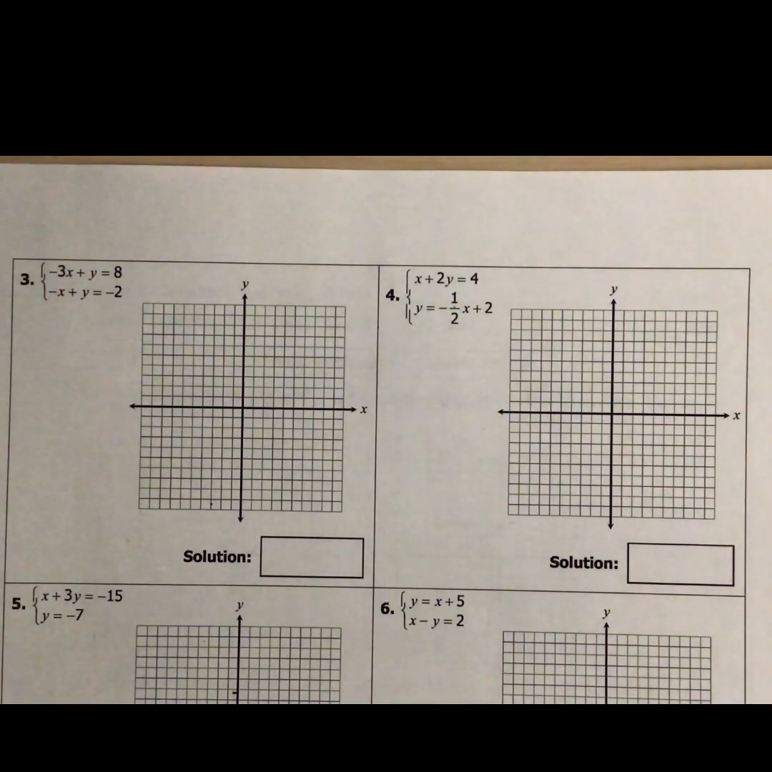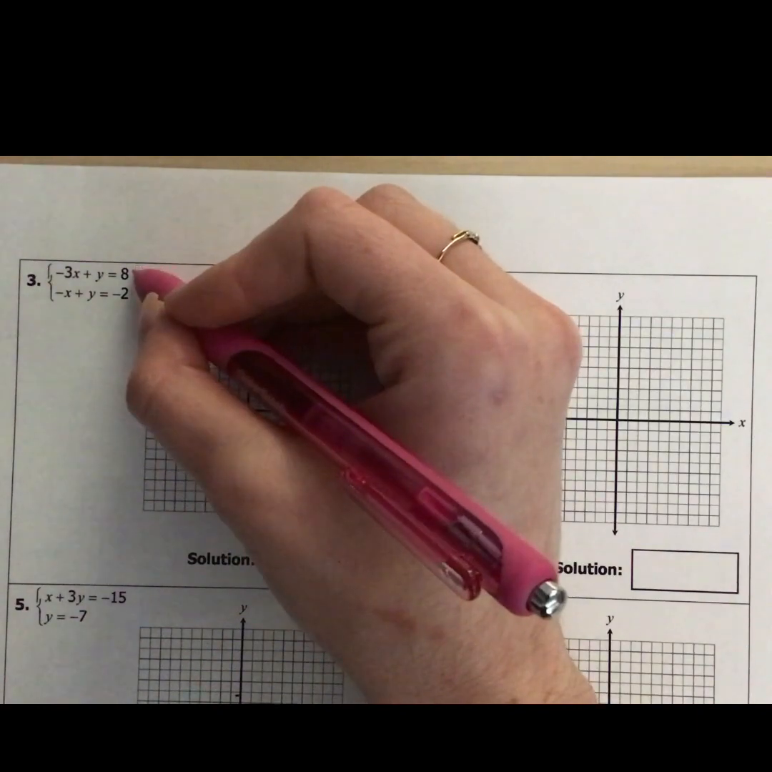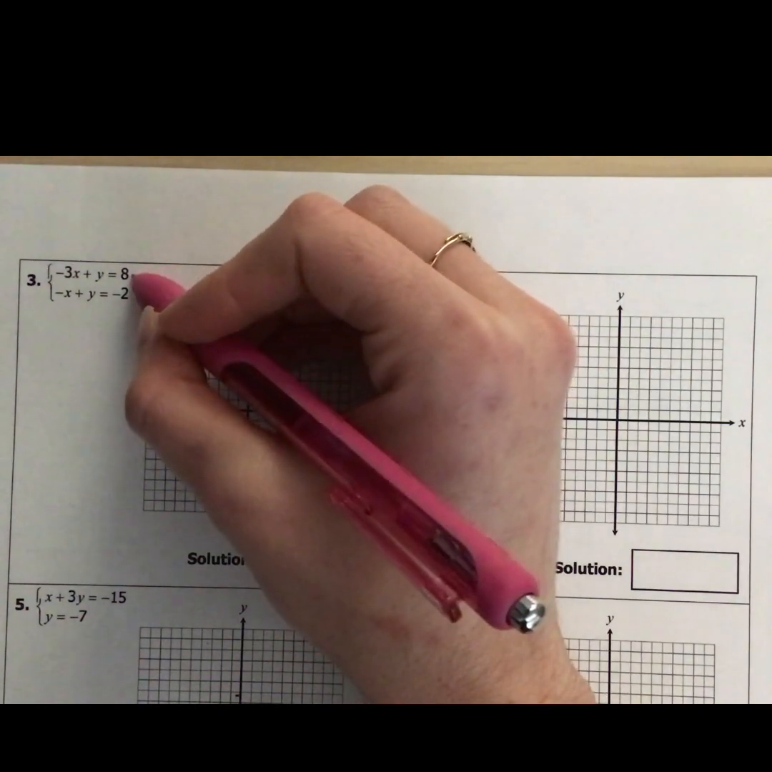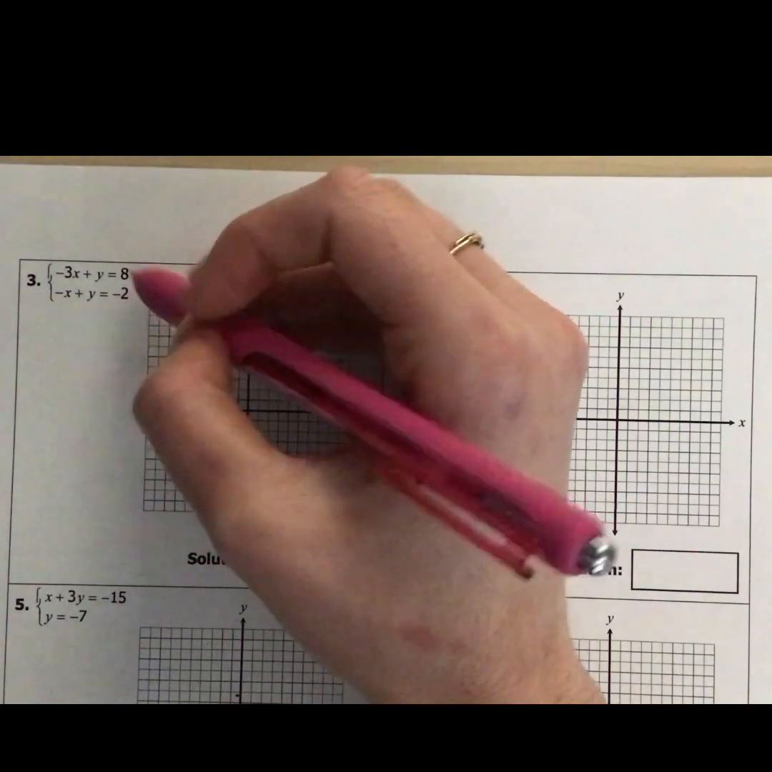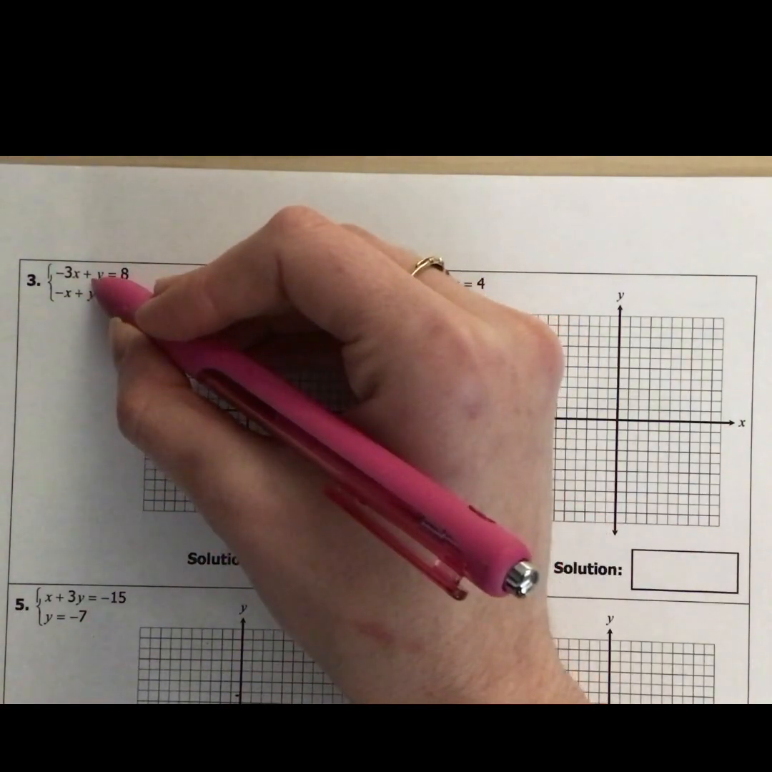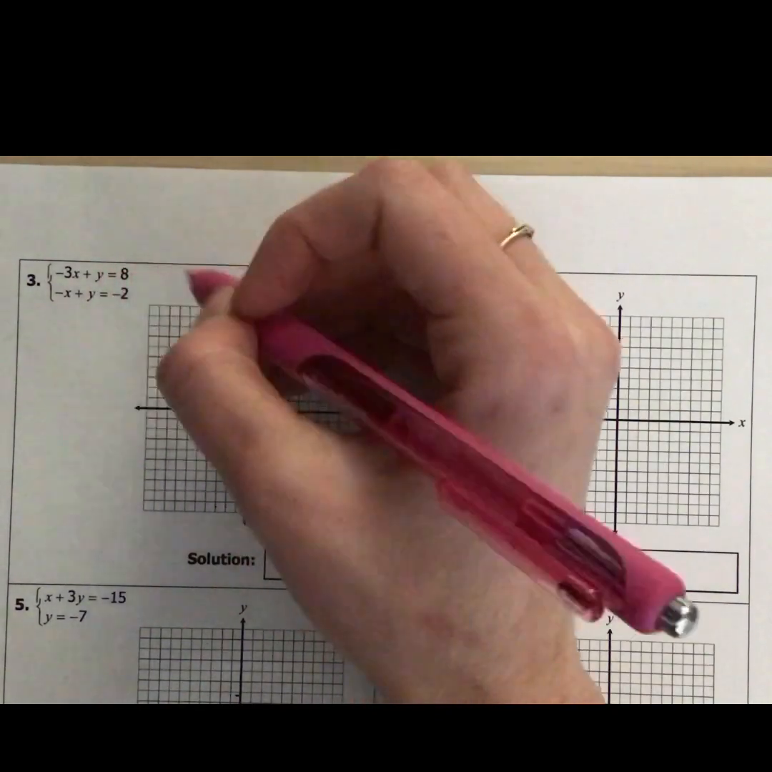So question 3, we have our two equations again. However, we don't have them in slope-intercept form. They are in standard form, and I need to put them in slope-intercept form. So I need to solve for y in both of my equations. I'm going to do this first one here in pink again.